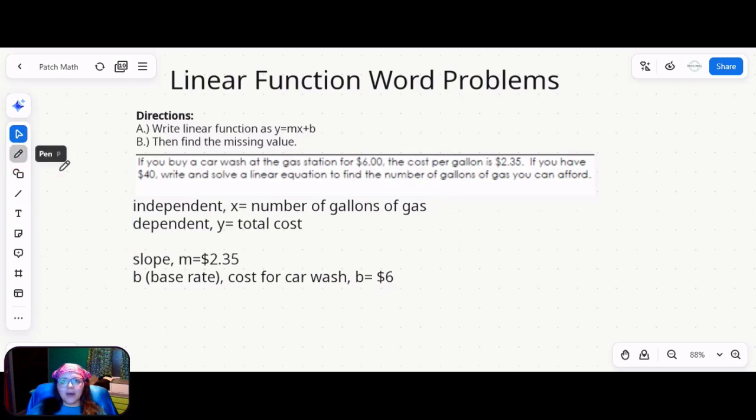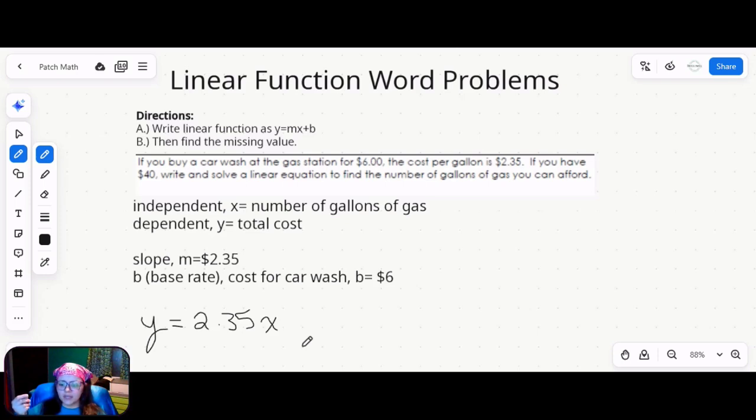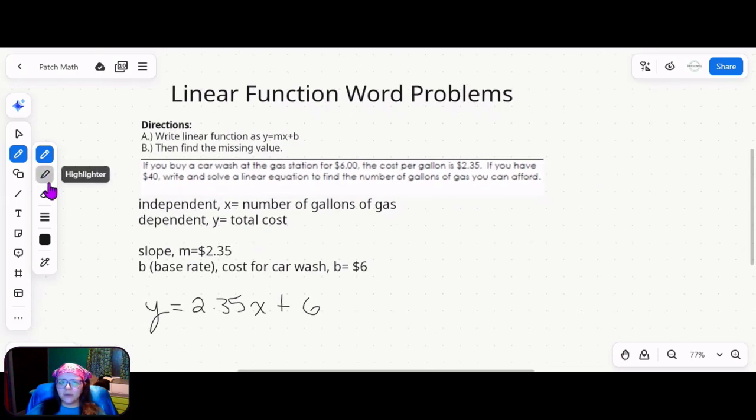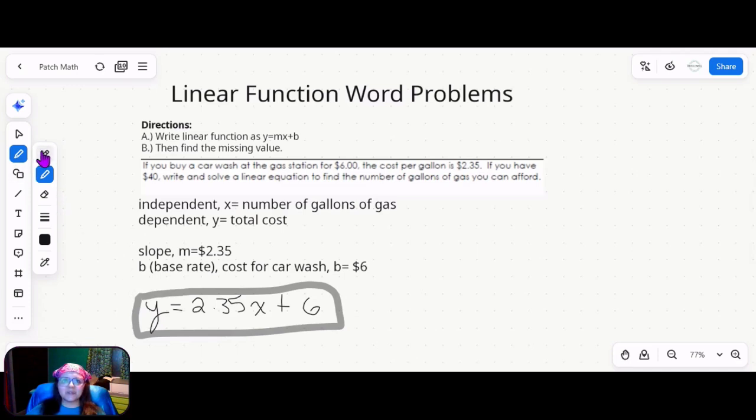We leave our y open. We plug in our slope. We're going to drop the money signs for now. Go ahead and write that x open, because we want this function to be useful for however many gallons of gas we decide to buy, and then add that base rate on there because they do want that car wash. And there is the proper y equals mx plus b form for part A. That is the solution to part A.